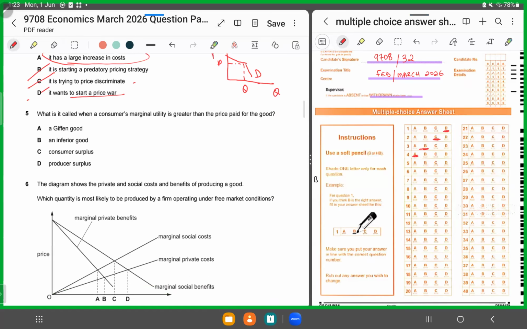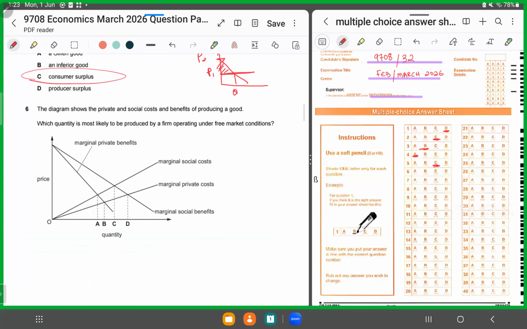Number 5. What is it called when a consumer's marginal utility is greater than the price paid for the good? That means that the consumer is willing to pay more than the market price. So let's say this is the market price, P1, and this is the quantity. If he's willing to pay, let's say P2, what is this area called? Consumer surplus, because he's willing to pay more than the price, right? So for 5, it's C.